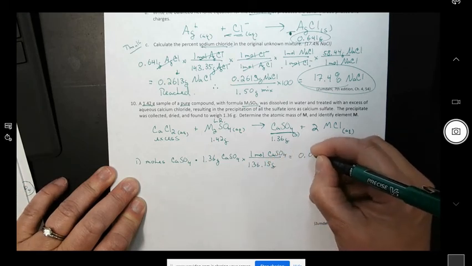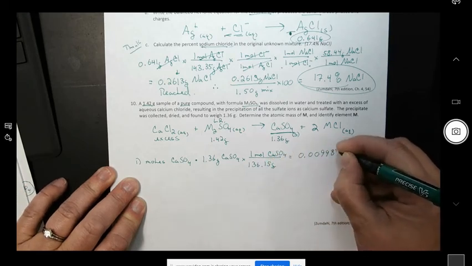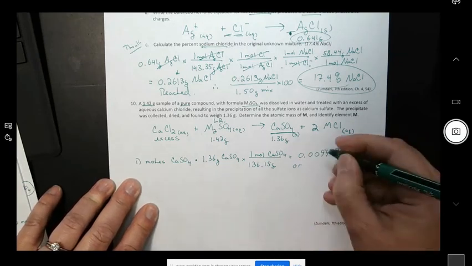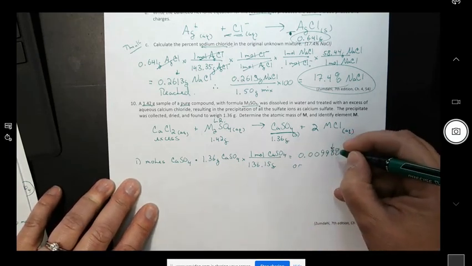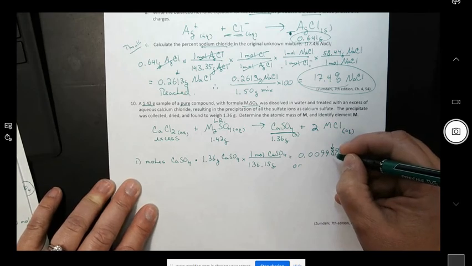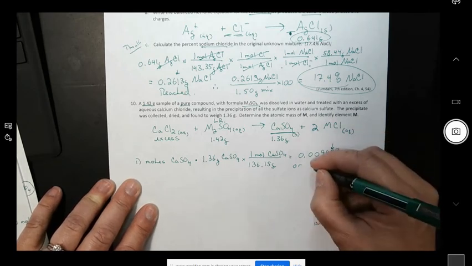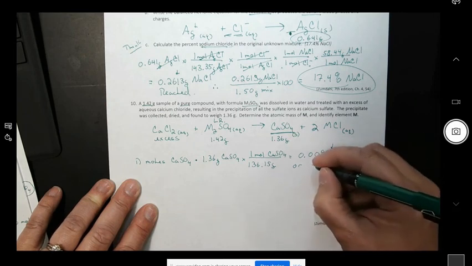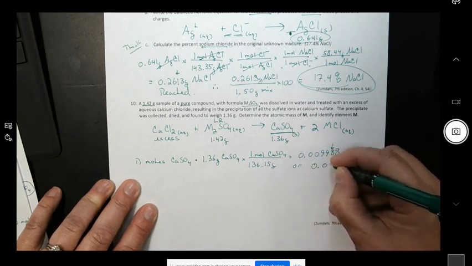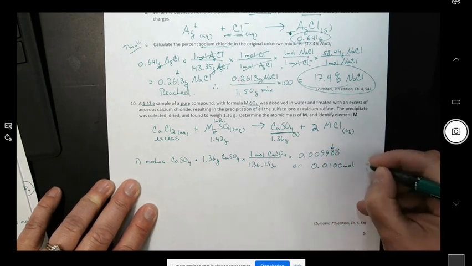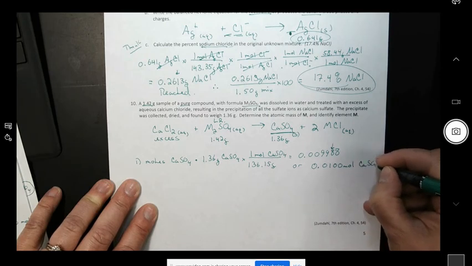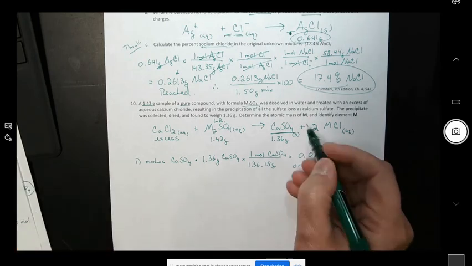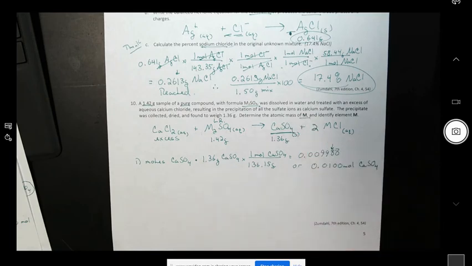That gives me 0.009988. Or if I'm sticking with 3 significant figures, here's my third one. We could do 0.00998. I think I'm going to go 0.0100 mole, because I actually think that's going to get me close enough. Now, do what you want with sig figs here, but we're really just trying to find the atomic mass of M so we can identify it.